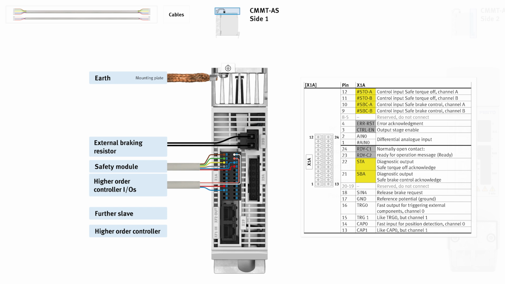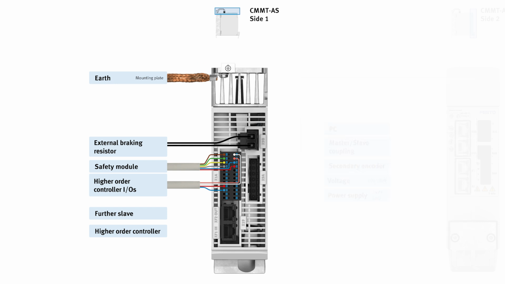Safety module and higher order controller IOs to CMMT-AS X1A connector via cables. Higher order controller to CMMT-AS XF1 via Ethernet cable. CMMT-AS XF2 out port 2, further slave via Ethernet cable. Note: use this connection only if further slaves are to be integrated into the fieldbus network.